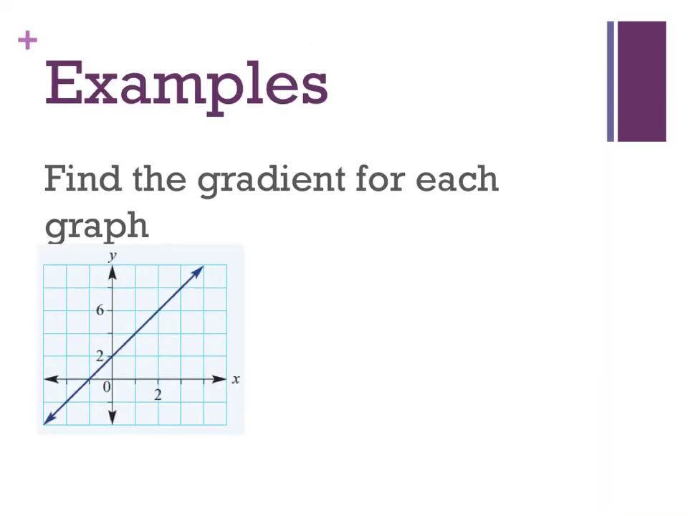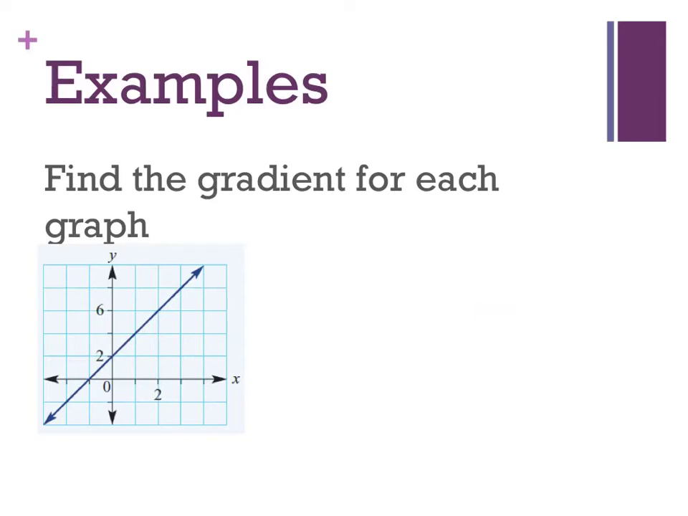Okay, so now I'm asked to find the gradient for each of the following graphs. I've just showed you this example before and we're going to do it again. Okay, so the first thing I do is I need to find where the line hits the y-axis. And it hits the y-axis here at 2. So that's my starting point.